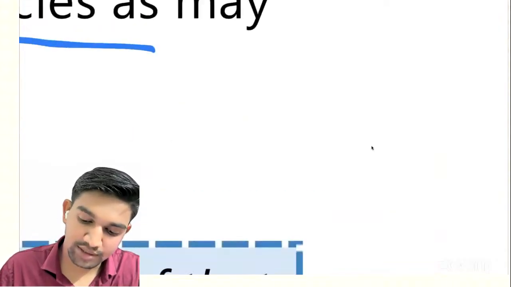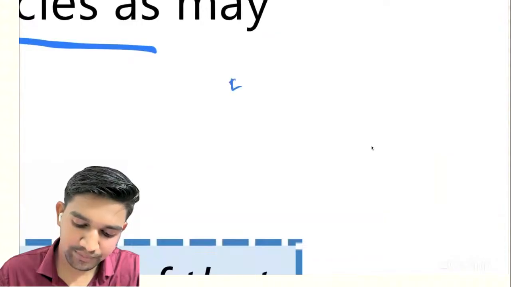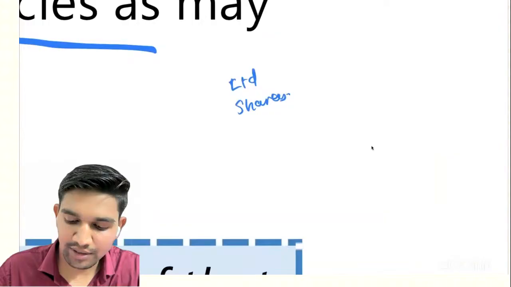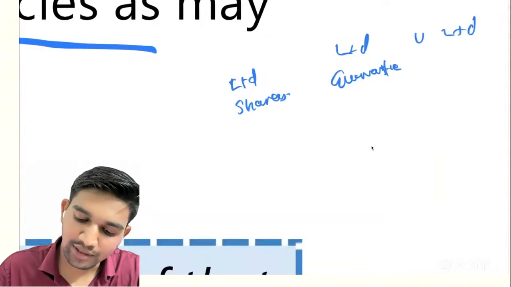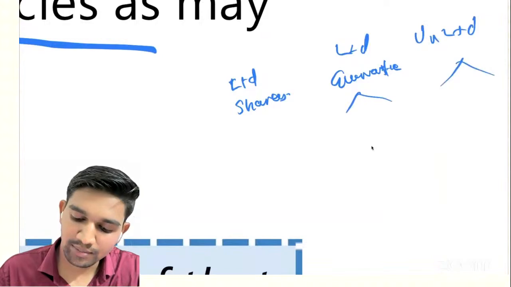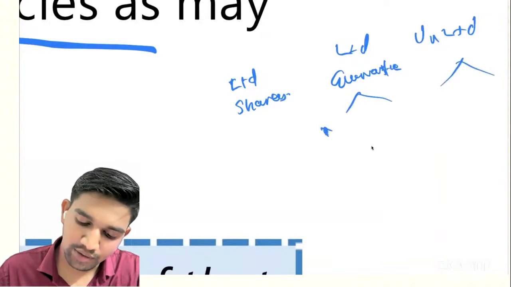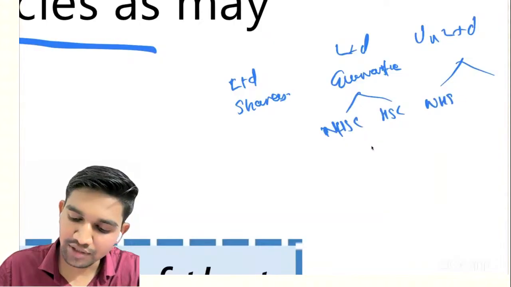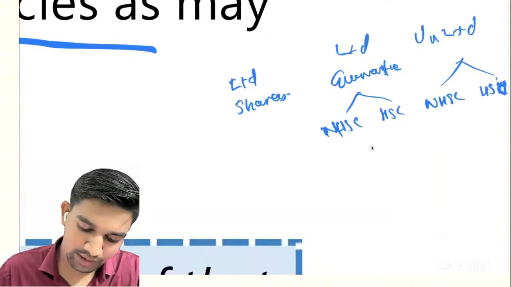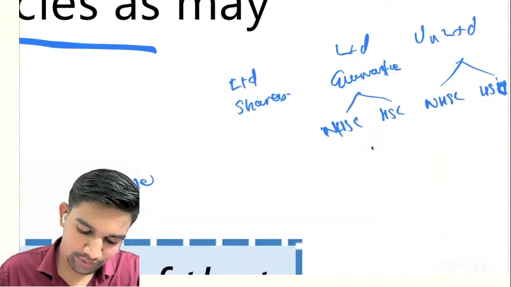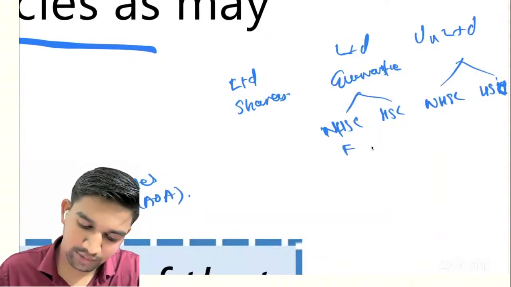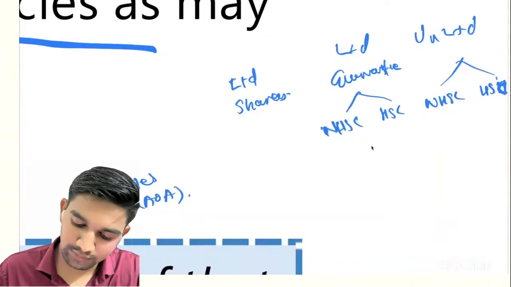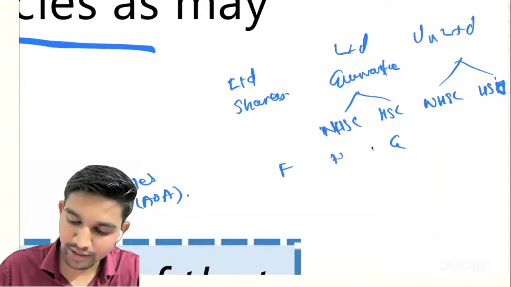If it is a company limited by shares, then a company limited by guarantee, and an unlimited company. Limited by guarantee and unlimited company are further divided into companies not having share capital and having share capital. And there are tables for AOA, those are F, G, H, I, J.